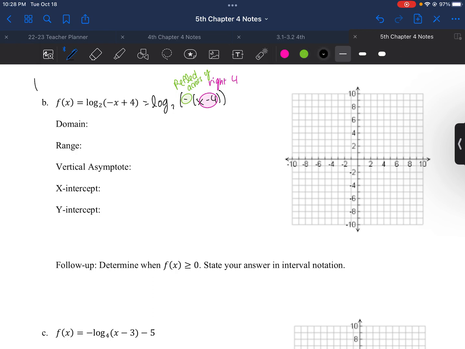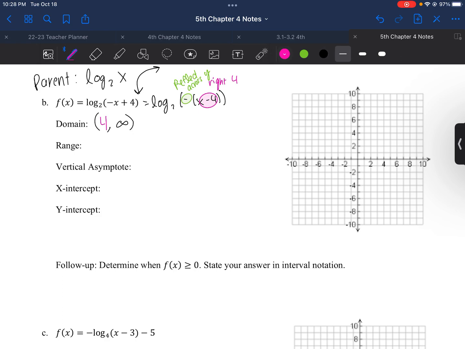Okay, and our parent function here is log base 2 of x. Now remember, logs with bases bigger than 1 just look like that. Okay, so then our domain normally would be restricted from 0 to infinity. But because we shifted it right 4, this is going to be 4 to infinity. Okay.